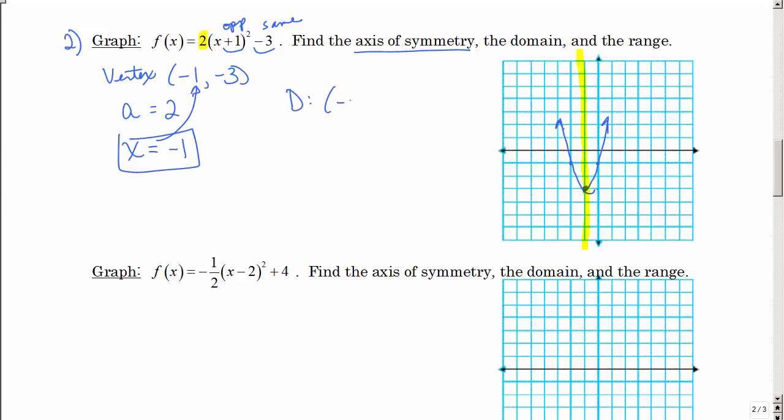The domain is always all real numbers. That's never going to change. The range is the lowest y value to the highest y value. So the lowest y value is -3, and it's included. That's why the bracket. And then it keeps going. So again, this y value corresponds to that y value.